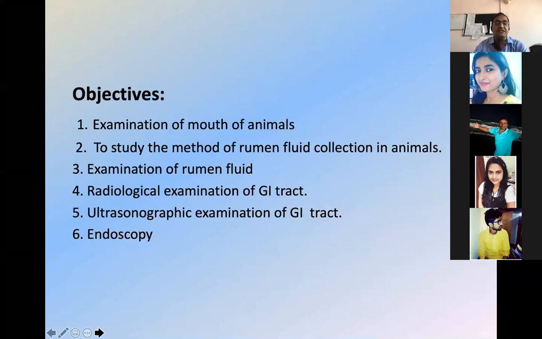We have already dealt with the examination of the mouth, and the collection of rumen fluid we have seen and you have done also. Then we are in the examination of rumen fluid, and in continuation of this, I will discuss certain tests today, followed in the next class by some of the radiological examination, the findings we have in our clinical complex.